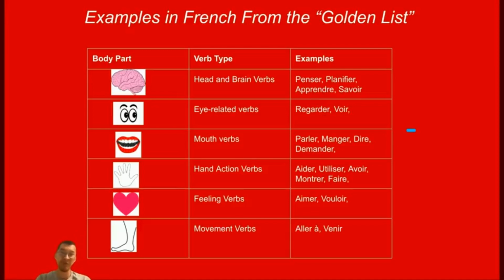So here are some examples in French from the Golden List. Verb types, for example, for head and brain verbs in French would be penser, planifier, apprendre, savoir. Examples for eye-related verbs: regarder, voir. Mouth verbs: parler, manger, dire, demander. Hand action verbs would be aider, utiliser, avoir, montrer, faire. Feeling verbs would be aimer, vouloir, and movement verbs would be aller and venir.